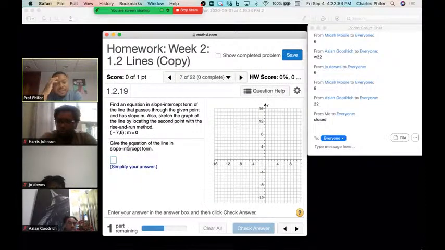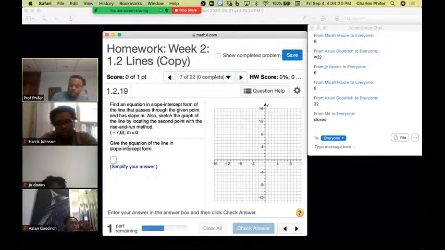Okay, so 7 says, find an equation in slope-intercept form of the line that passes through this point and has the slope m. Let me get this on one page. Yeah, we can shrink that down, I guess. I just want this to be on one page, and then we're going to expand it back. That looks good.